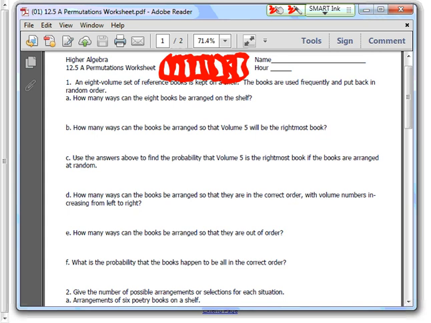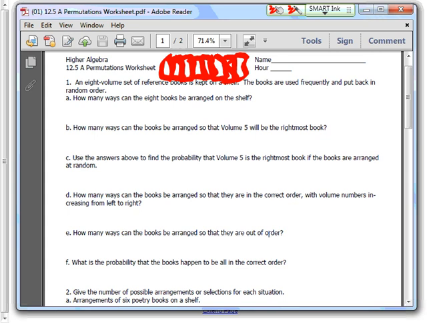That implies that the order matters. Because if the order doesn't matter, there'd be a weird answer. If the order doesn't matter, there's only one way you can put them on the shelf. You just put them on the shelf. If the order doesn't matter, the combination answer is there's only one.